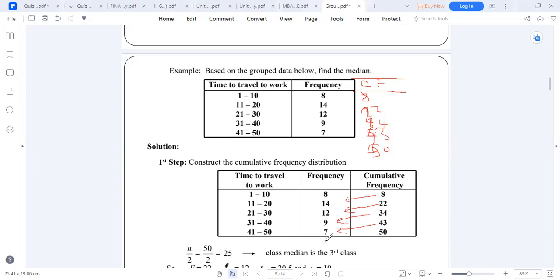Who remembers, the total of the frequency is called what? Samia? The total of the frequency is called N. N is 50, which is the same as the 50 here. So this is our frequency. If we wanted to find the midpoint, of course, we don't need it in this case. How do we find the midpoint? Who remembers?